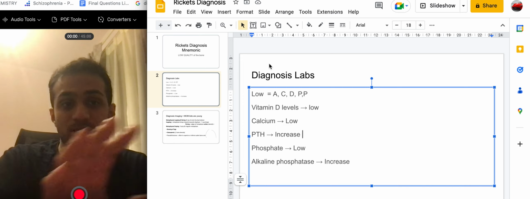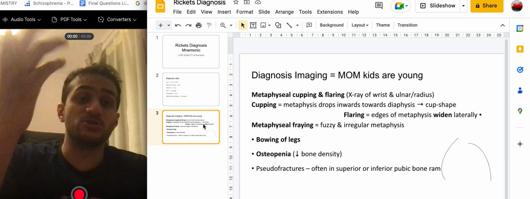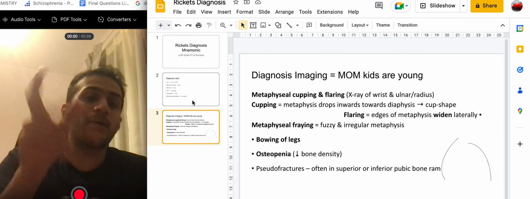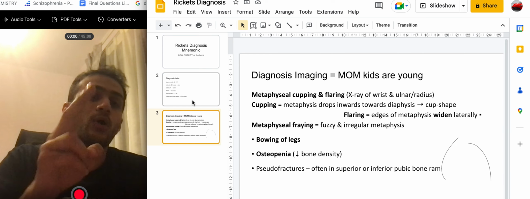So these are your diagnoses on labs. But I want to come into imaging, and the mnemonic, the way I learn it, is MOM, MOM. The reason I do that is because rickets occurs in young kids, and if it's a young kid, he's going to come with his mother, his mom. So M as in metaphyseal cupping or flaring.